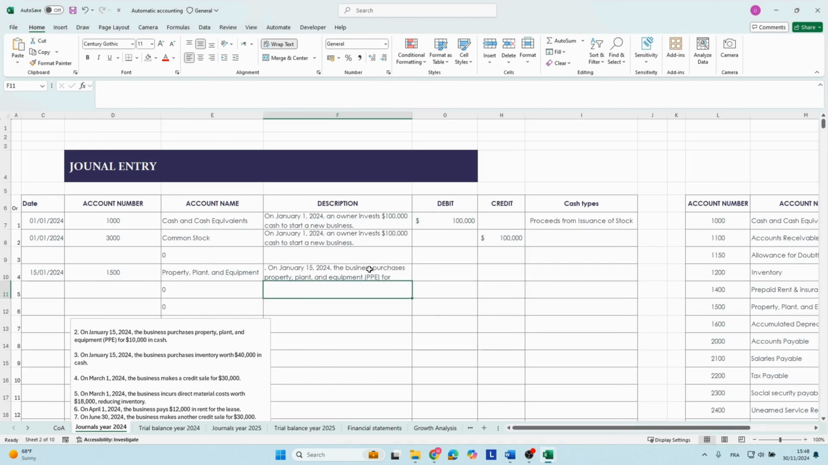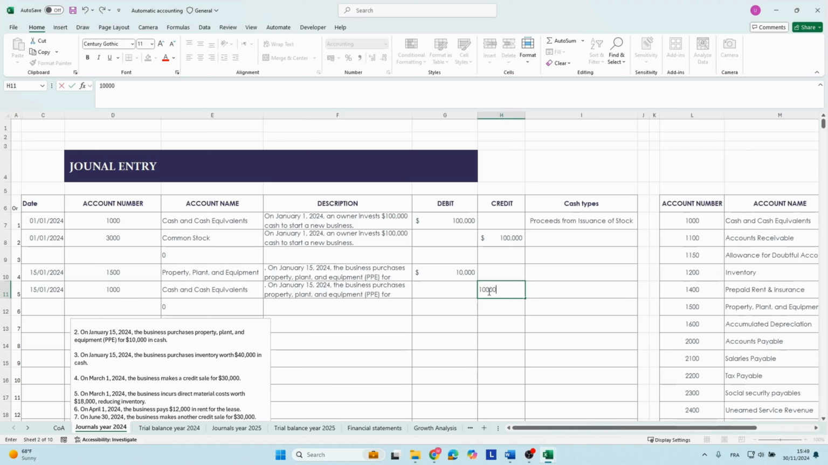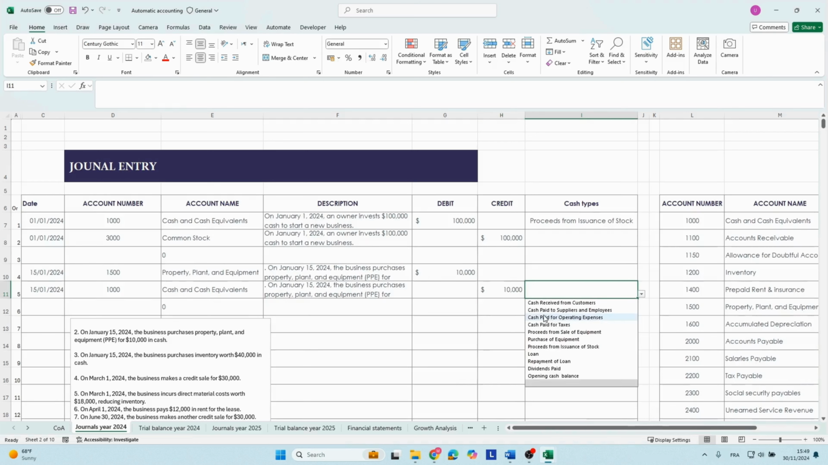Then we put the description, saying that it costs 10,000. Here we don't use a cash type because this is not a cash account. Then we use the same date for the second line. Here we say that the business purchased equipment in cash, which means paid via the bank. So we use our bank account, and on the credit side, we put the same amount, 10,000. With this cash movement, we look for the cash type from the list: cash paid for the equipment. So we finalize the second transaction.